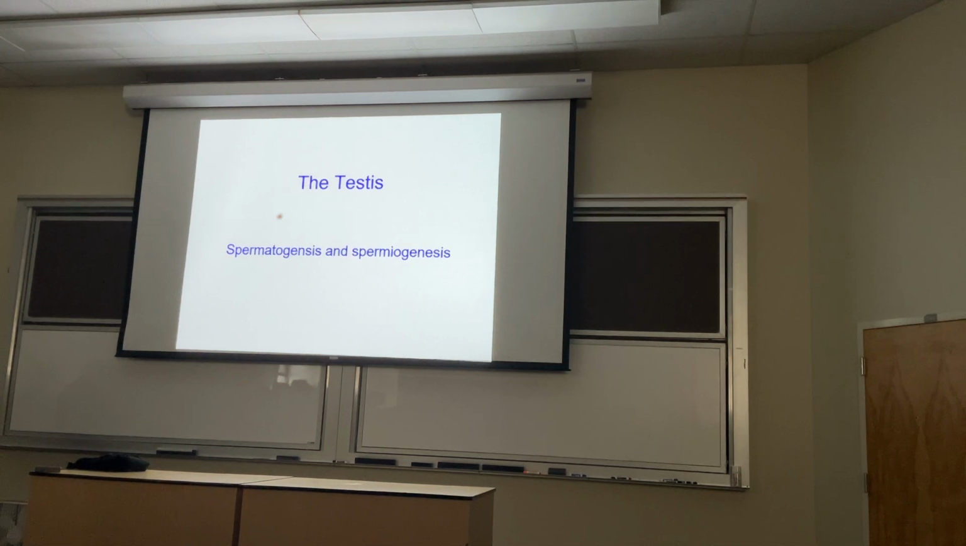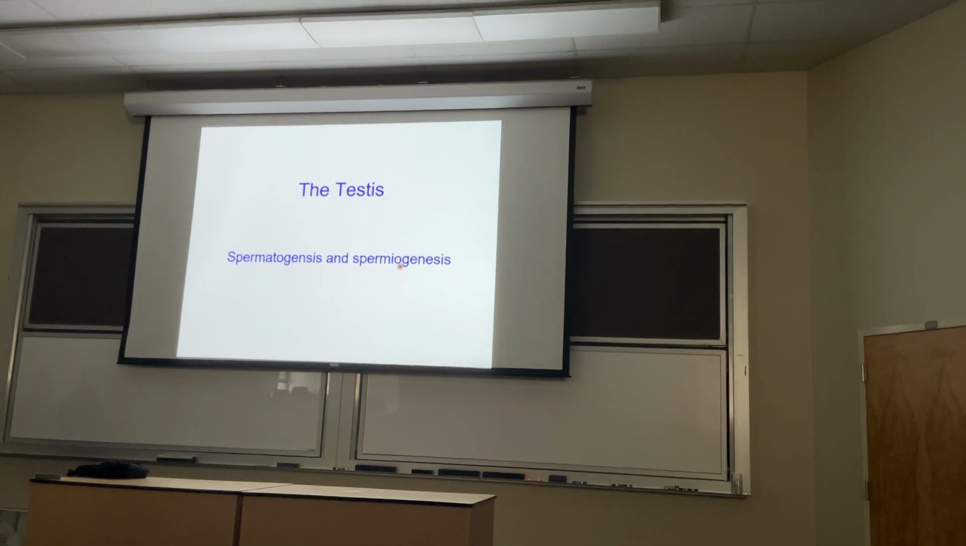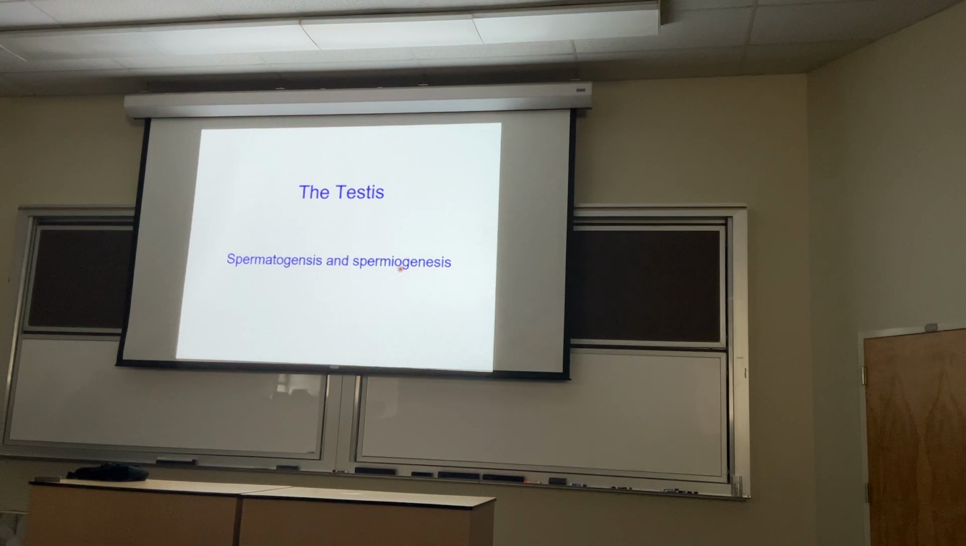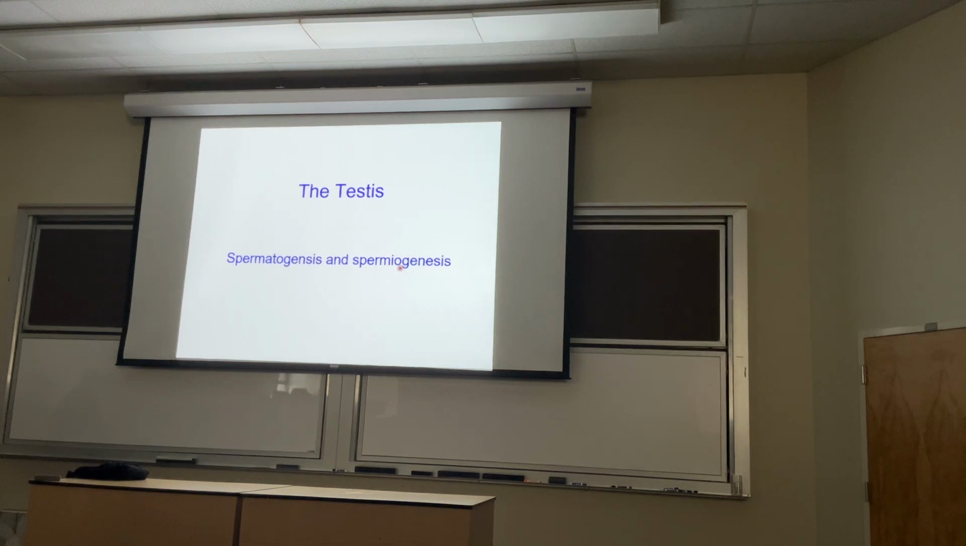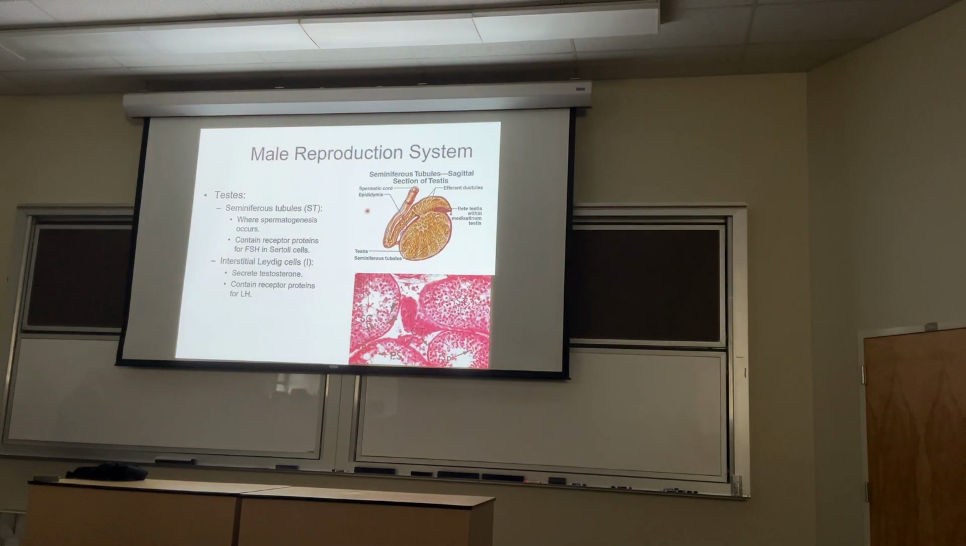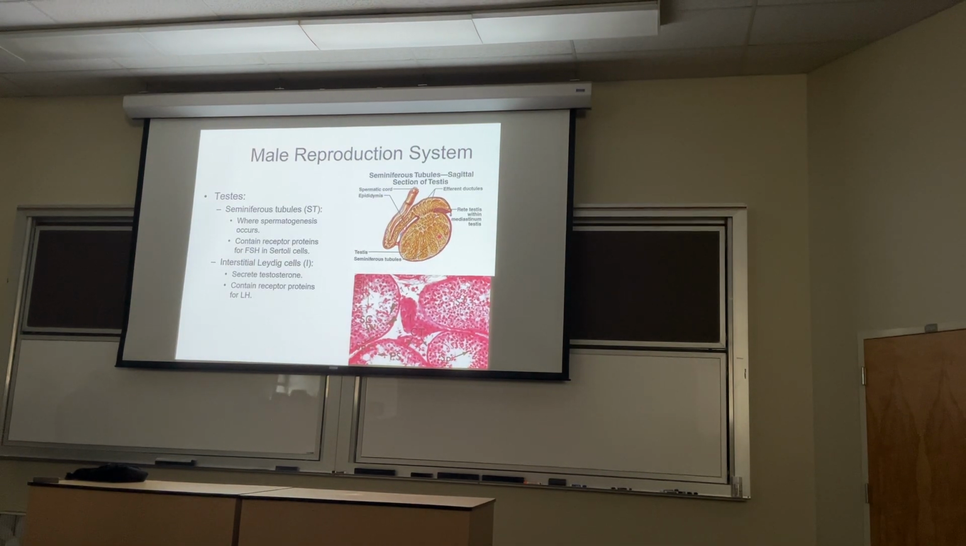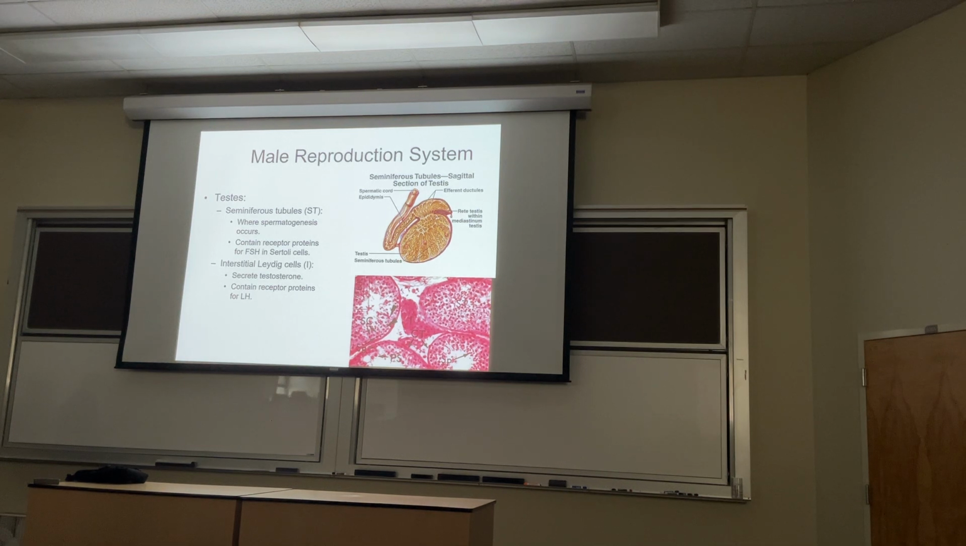So the testes are going to do spermatogenesis, production of the sperm, in other words. After spermatogenesis has happened, the maturation of the sperm cell is called spermiogenesis. So that all happens in the testes. Again, if we look at the testes, we see that we have these different lobules. So here's a lobule, and here's a lobule, and here's a lobule, and here's a lobule.